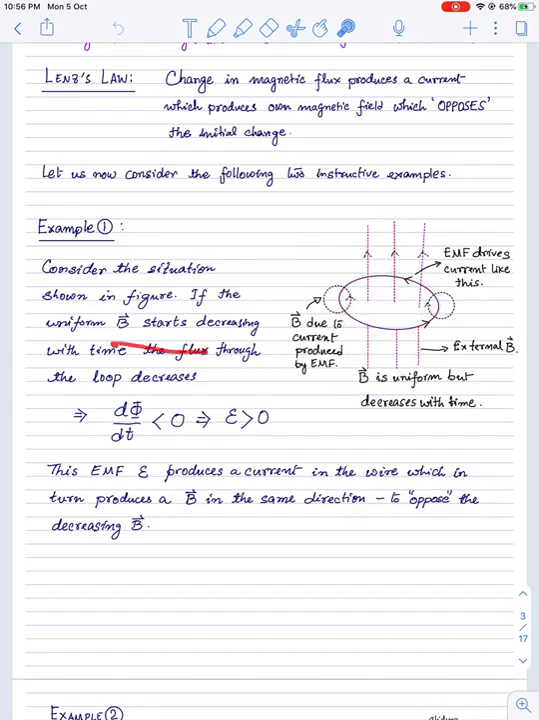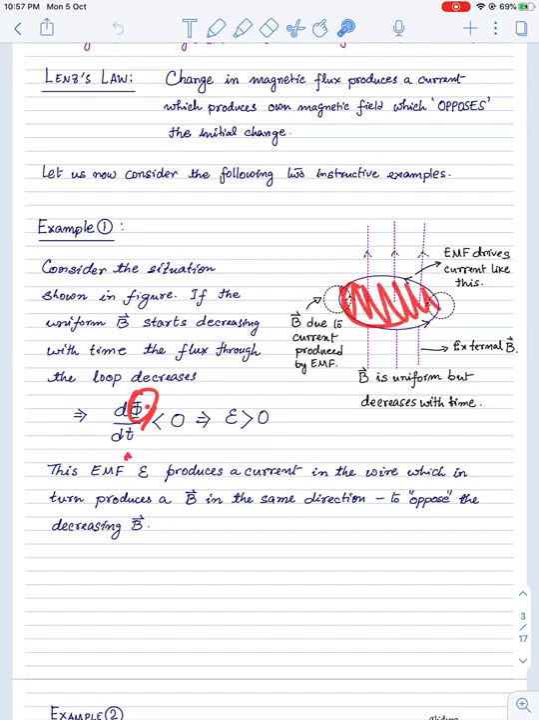Okay, there is a circular loop like this, and there is a magnetic field which is uniform, but it is decreasing. Let's say at some time t, the magnetic field starts decreasing. Because this is a wire loop whose area is constant, and the magnetic field is decreasing, the flux through this surface starts decreasing, because flux through this surface is essentially magnetic field times the area of the surface in this configuration.